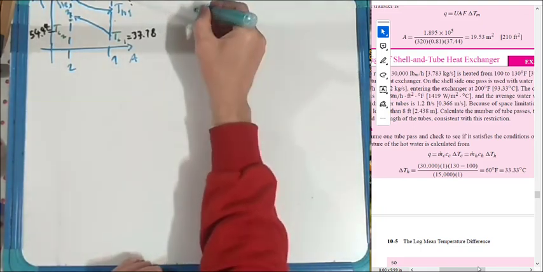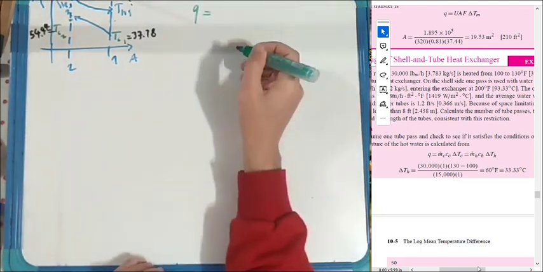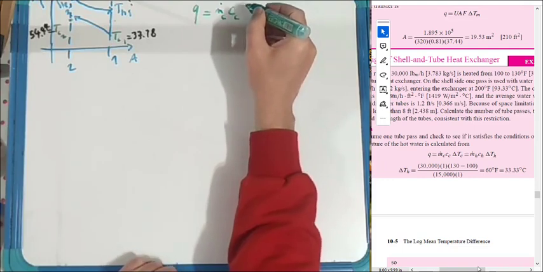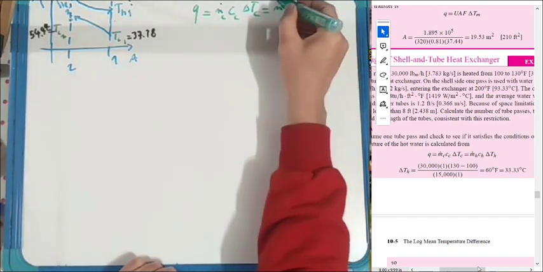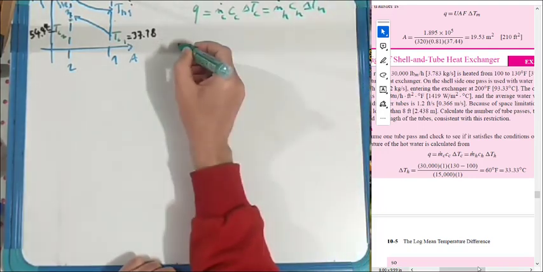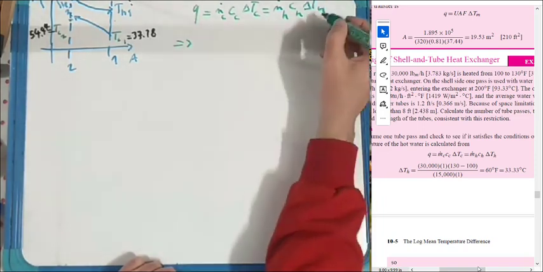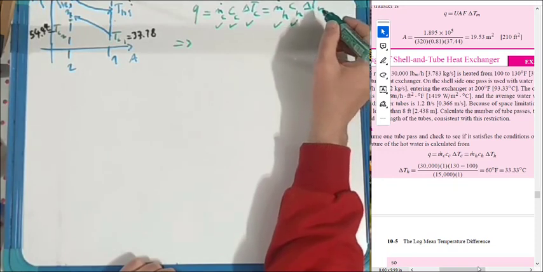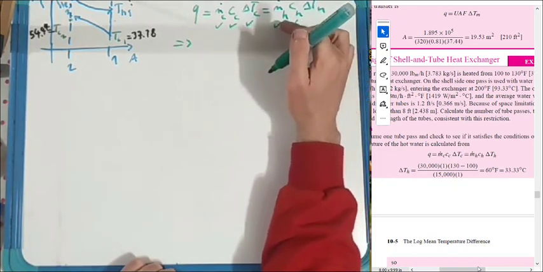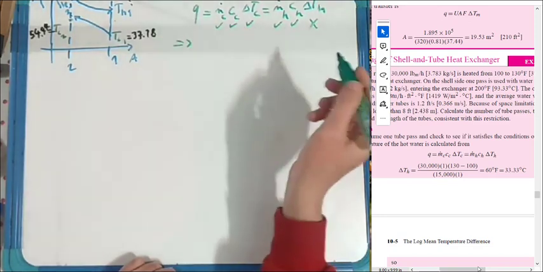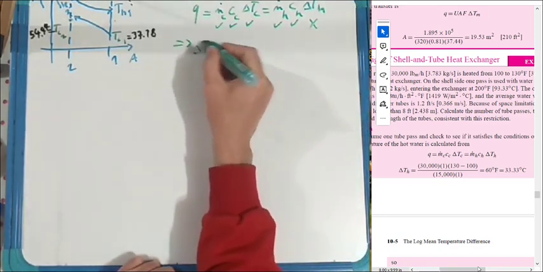We know that Q equals m dot C, the heat capacity of the cold stream, times delta T of cold, and equals m dot hot times the heat capacity of hot times delta T of hot. We have this one, this one, this one. We have all of them, but we don't have this one because we don't have this temperature. We should calculate this one.